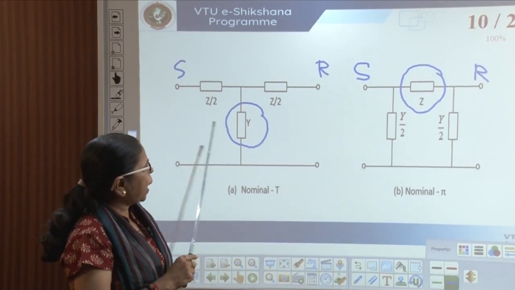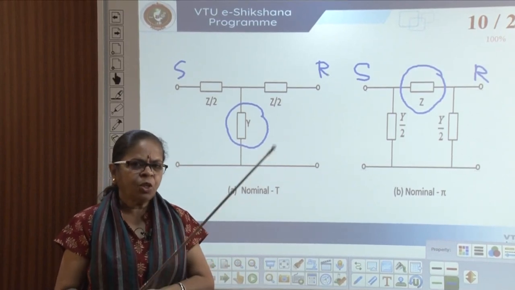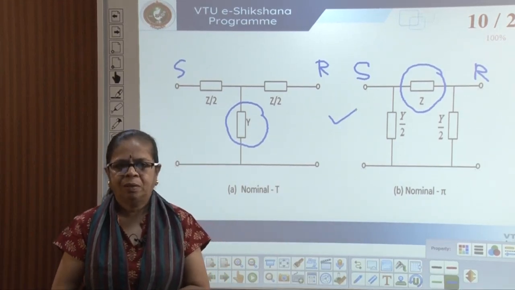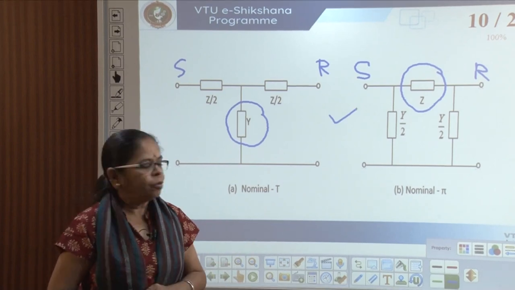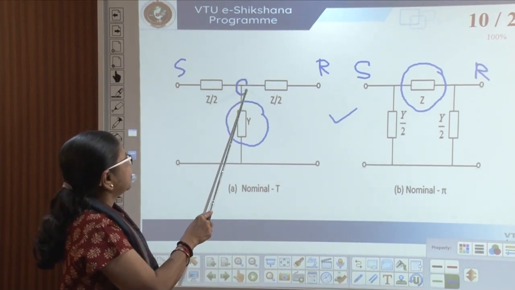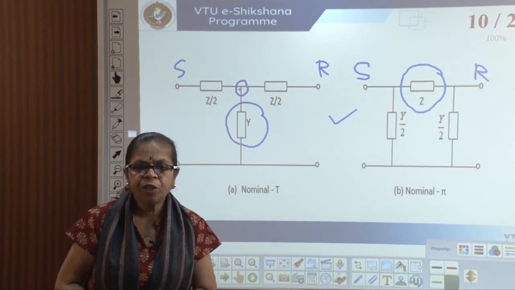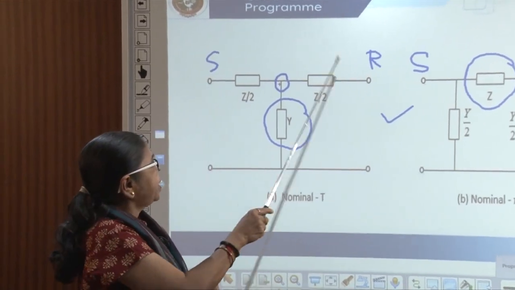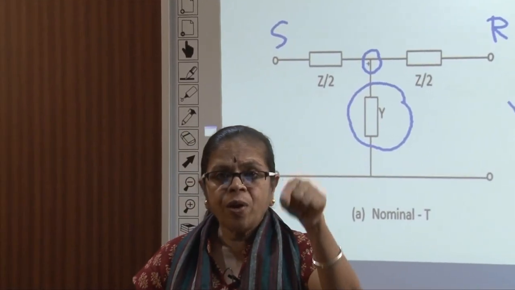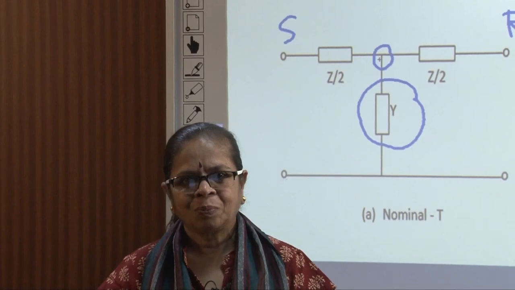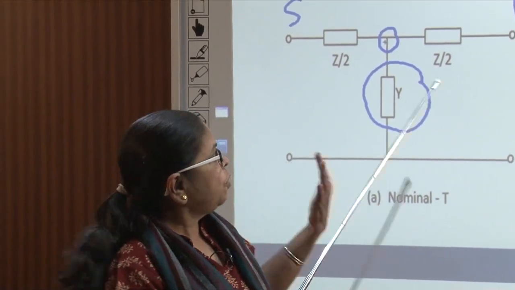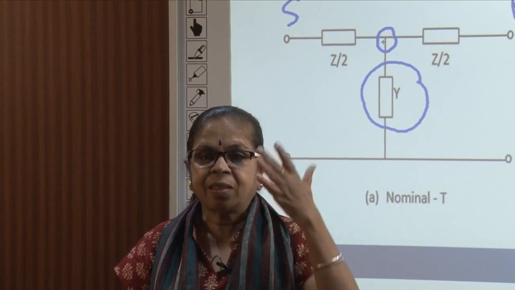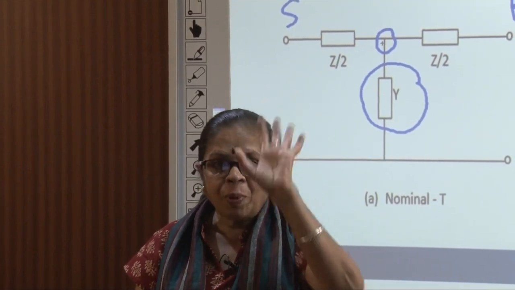These were the two models popularly used. Now, can you just look at these two and ask yourself why we use the pi model more often than the T model? The reason is, if you observe, I have introduced an additional node here which is not there in the original system. In the original system, I only have the sending end and the receiving end. I don't have this node. It's only a node introduced in the circuit model. Got it? So if you want to measure, this is not a measurable point, because that node doesn't exist. It's the midpoint of the line, that's all. But the node per se doesn't exist.